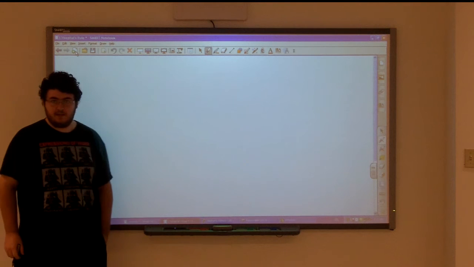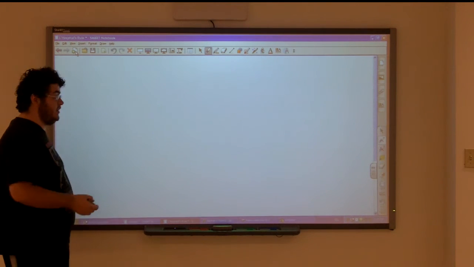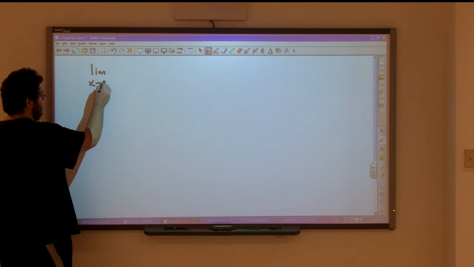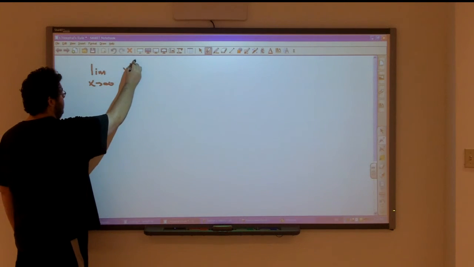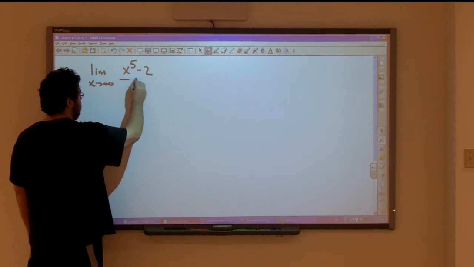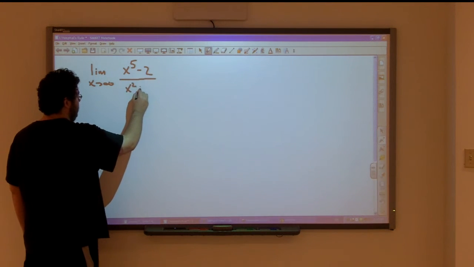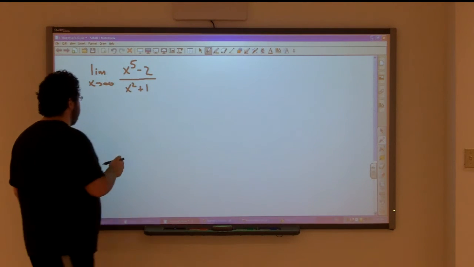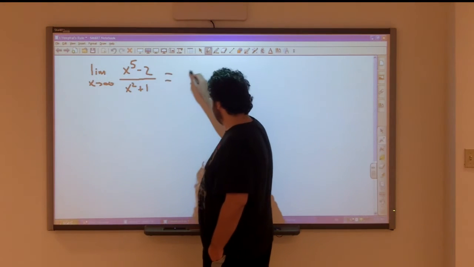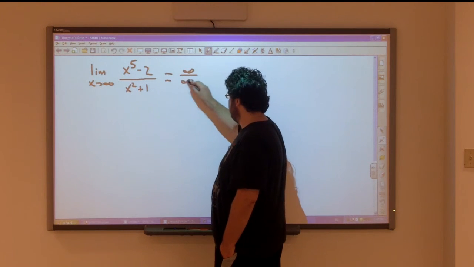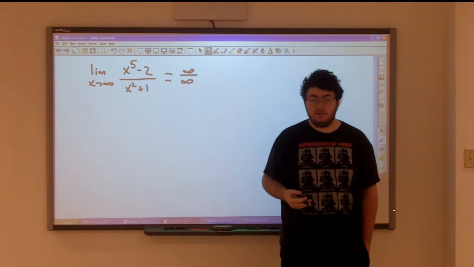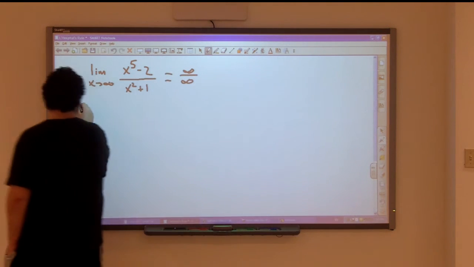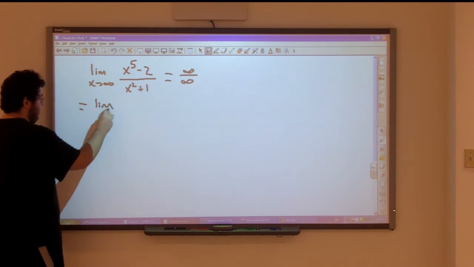Okay, so now that we've seen one example of infinity over infinity, let's do another example. So let's take the limit as x goes to infinity of x to the 5th minus 2 over x squared plus 1. Okay, so if you notice, when we take this limit, we get infinity over infinity. So we have an indeterminate form, so we can use L'Hopital's rule. L'Hopital's rule says that all we need to do is take the derivative of the top and bottom and take that one.